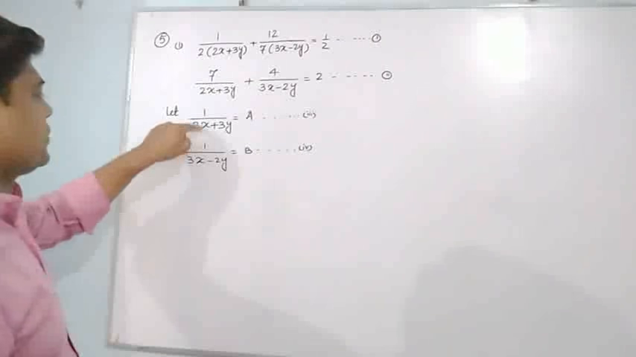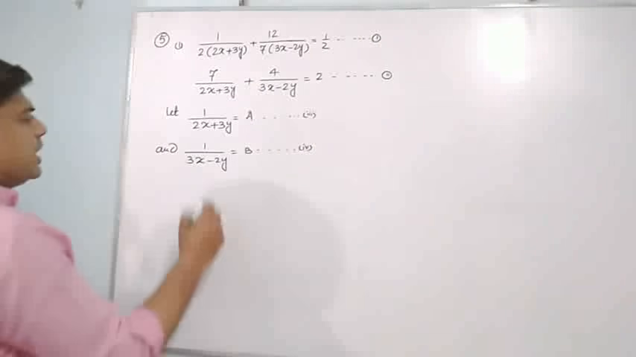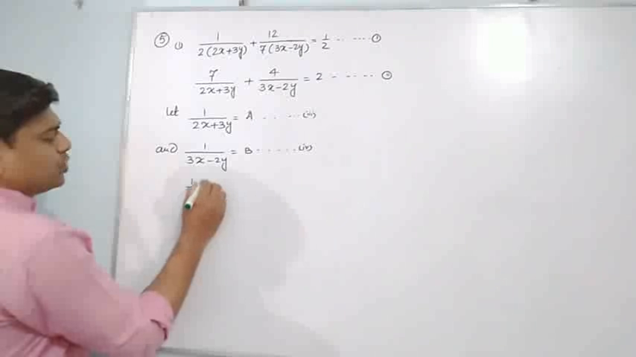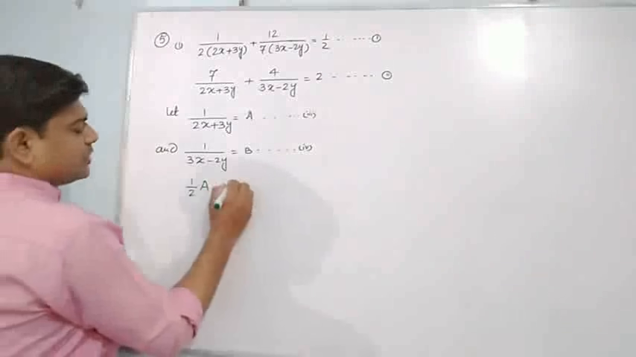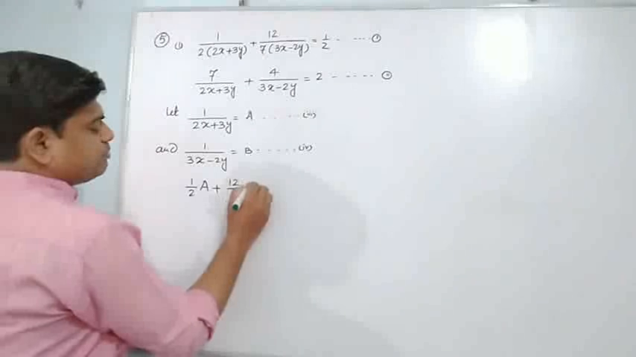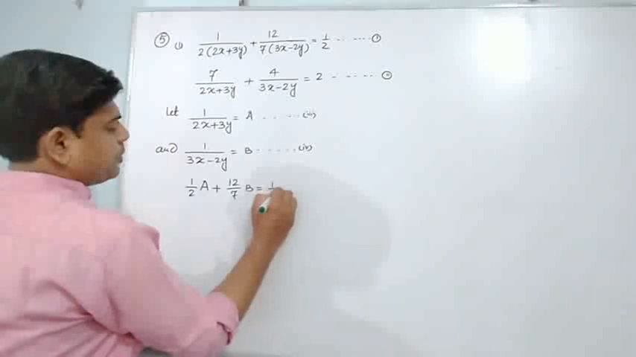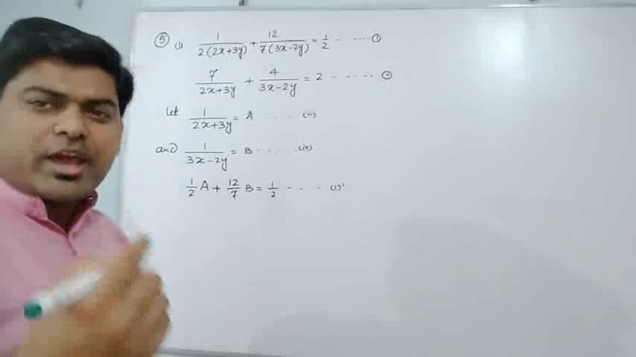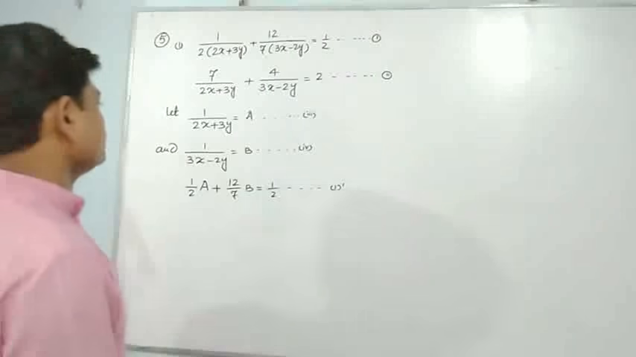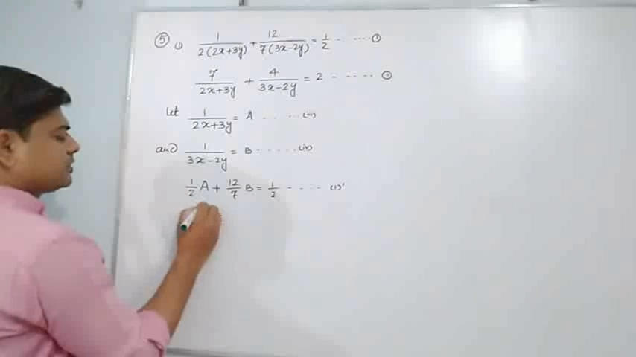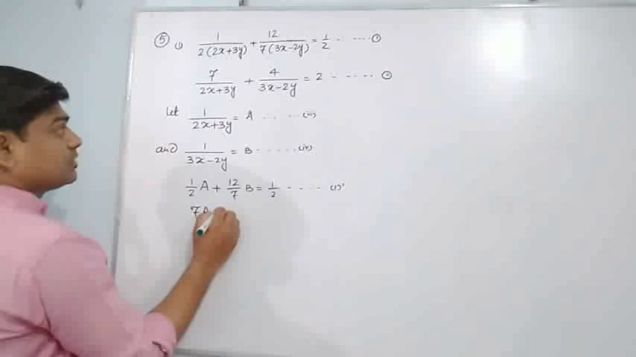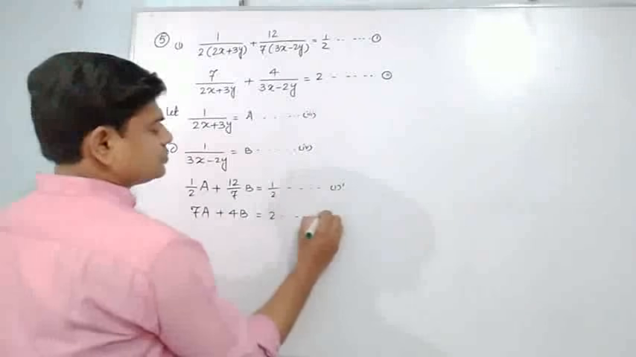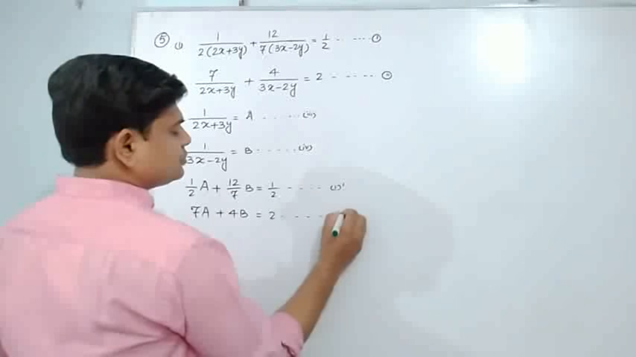What will happen? In place of 1 upon 2x plus 3y, if I take a, I think 1 upon 2 a plus 12 upon 7 b is equal to 1 upon 2. This is equation number 1 dash. Why have I written 1 dash? Because 1 has been written in another form. Now, here I can write 7a plus 4b is equal to 2. This is equation number 2 dash.